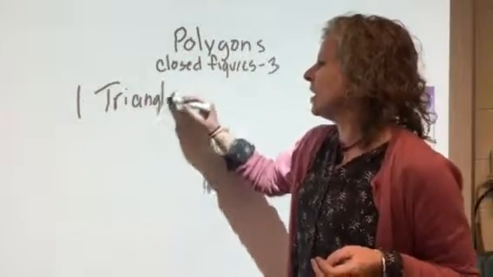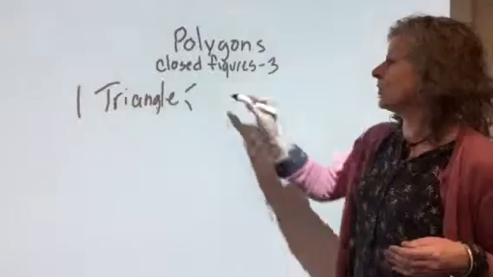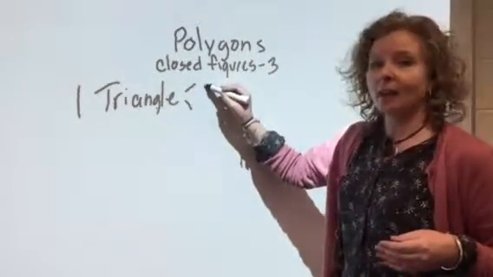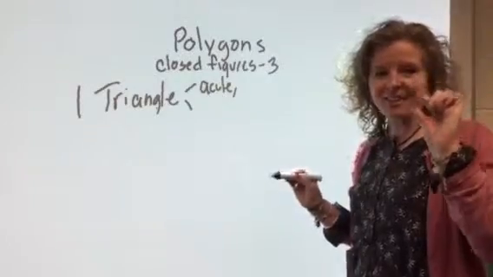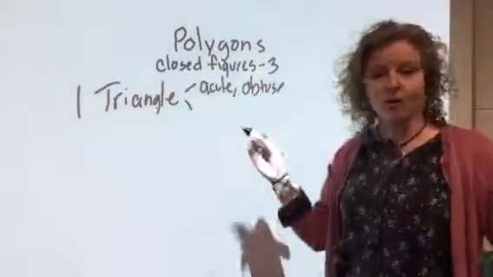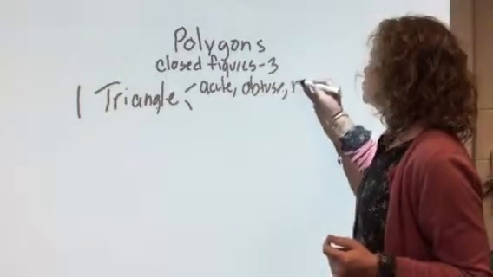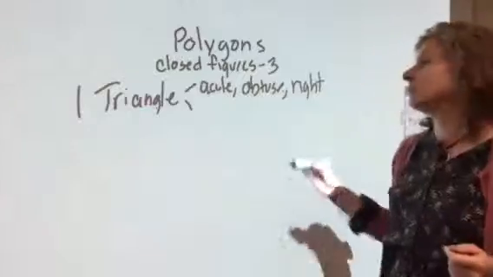A triangle. We said we can classify our triangles by their sides or their angles. If we're going to do it by angles, you can be an acute triangle, there's little angles, or an obtuse triangle with a fat one, or you can be a right triangle. It means it has a right angle in it.